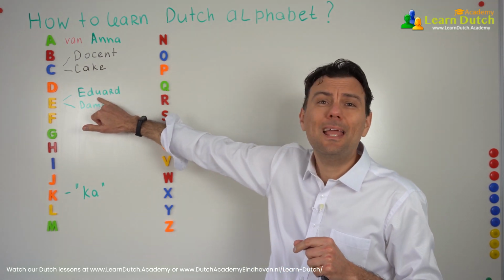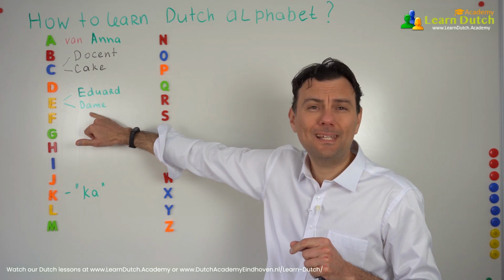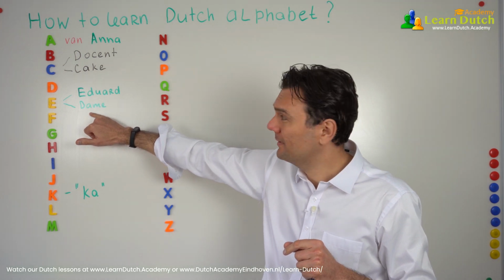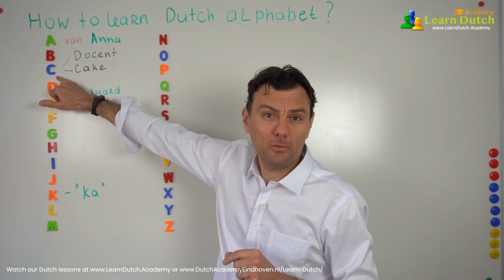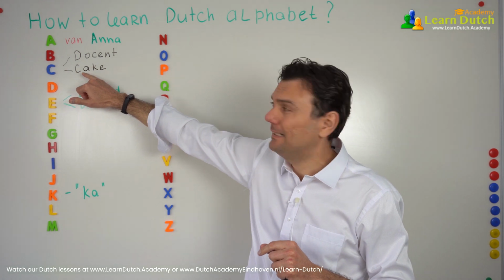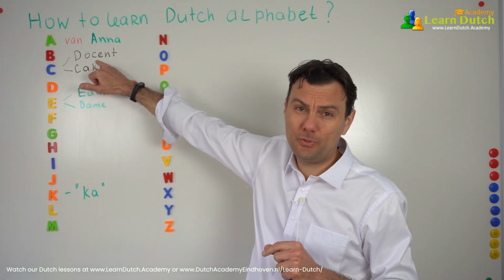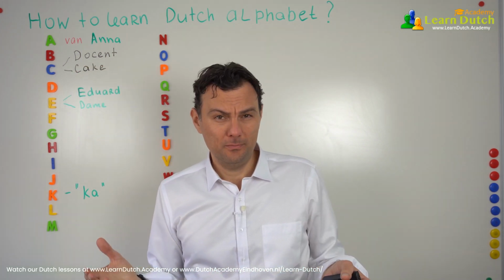Here you pronounce like Eduard. And here you pronounce like dame. Another example. Here, another letter. You pronounce like cake. And here you pronounce like docent. So what should you learn?